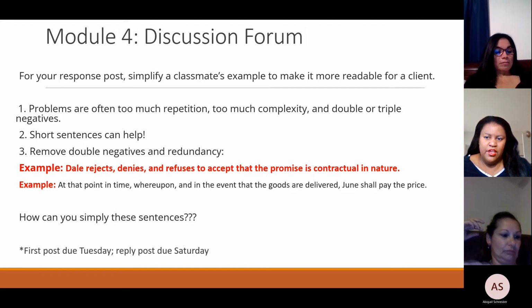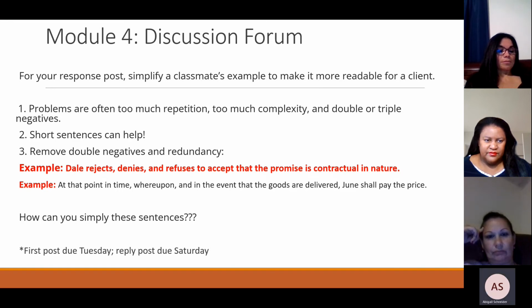Let's have Abigail help us with this next example. At that point in time, whereupon and in the event that the goods are delivered, June shall pay the price. How might you simplify that? I would simply just state that when the goods are delivered, June will pay the price. Perfect. I would even say contract price. When the goods are delivered, June will pay the contract price.